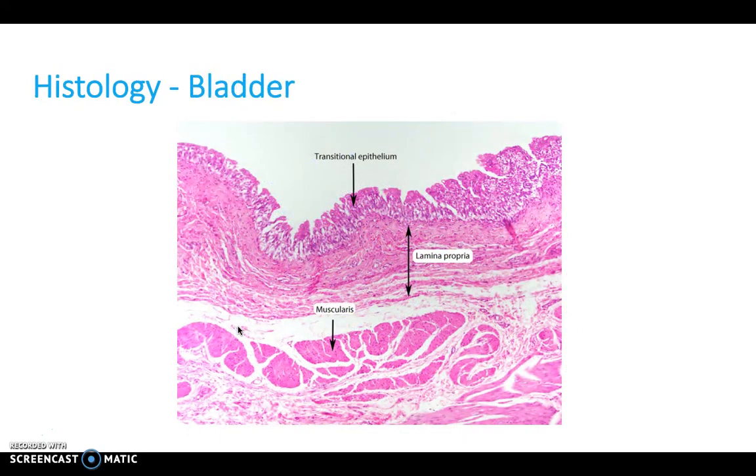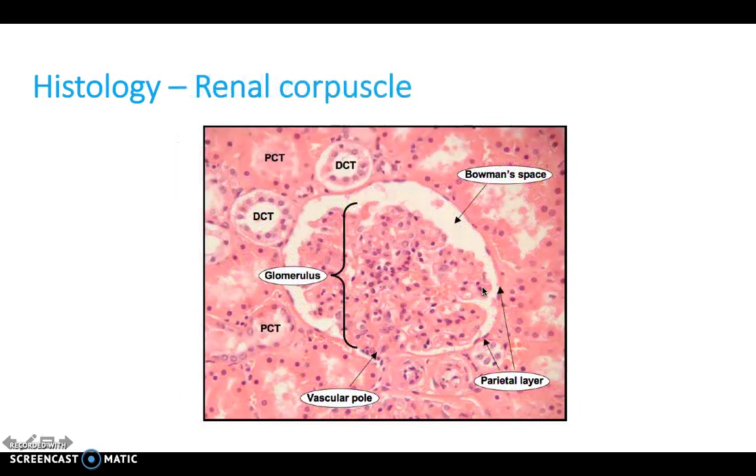This is the histology of a bladder, which remember is transitional epithelium on the surface, followed by lamina propria and muscularis layers again, so circular and longitudinal layers. This is the histology of a renal corpuscle, and here in the centre we have a glomerulus, and surrounding the glomerulus is the Bowman's capsule. So understanding the normal anatomy of the kidney is really important to understand the histology of it as well. Surrounding it we have the distal convoluted tubules and proximal convoluted tubules, and a parietal layer surrounding the overall outside of the Bowman's capsule.